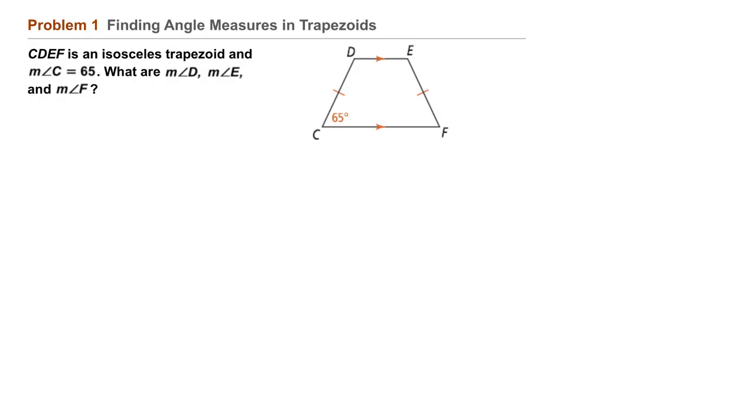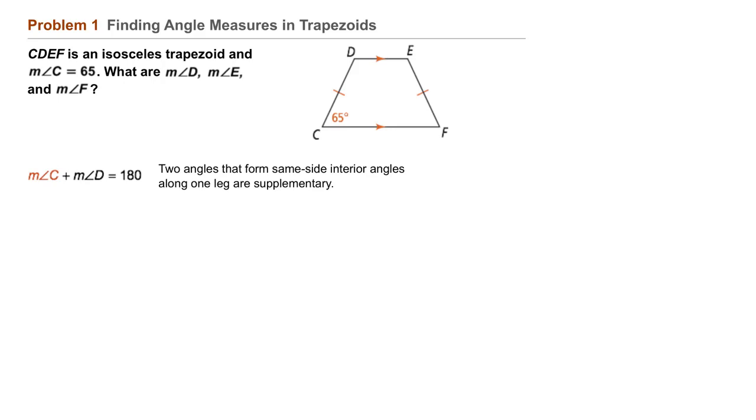CDEF, shown at the right, is an isosceles trapezoid, and the measure of angle C equals 65. What are the measures of angle D, E, and F? We know that the measure of angle C plus the measure of angle D equals 180. That's because two angles that form same side interior angles along one leg are supplementary.